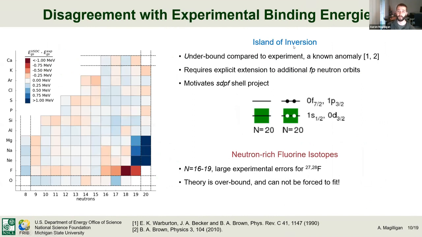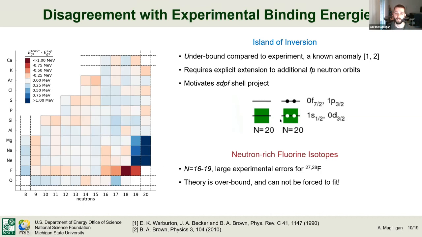So the disagreement with the experimental binding energy in the SD shell comes primarily from the island of inversion, which is a region of the nuclear chart around the N=20 neutron shell closure, where the ground states in experiment are actually about 2 MeV below what the shell model predicts.